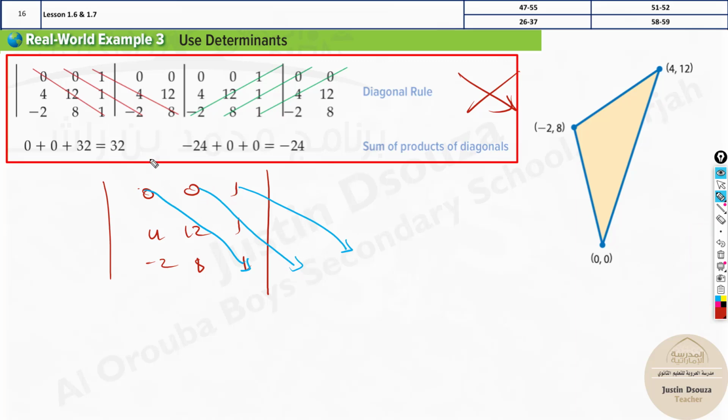Now 1, 2, 3 is over. Then repeat this particular matrix back over here. It will be 0, 4, and minus 2. And then next one, it's 0, 12, and 8. Now this much is enough. Over here they have done extra, not required. Now this is one part, that's the left side. See, this left line is done. Now what is the right line?